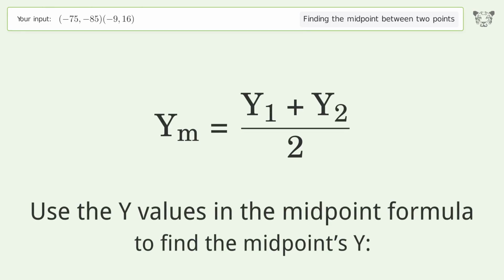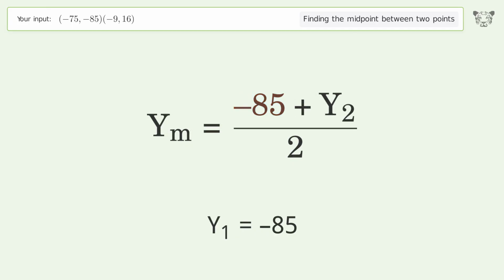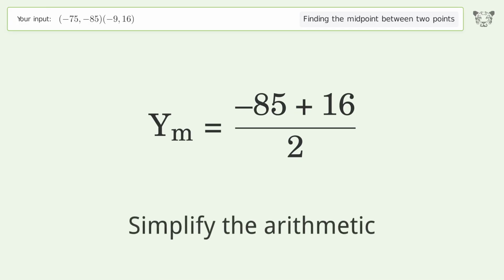Use the y values in the midpoint formula to find the midpoint's y. y1 equals -85. y2 equals 16. Simplify the arithmetic.